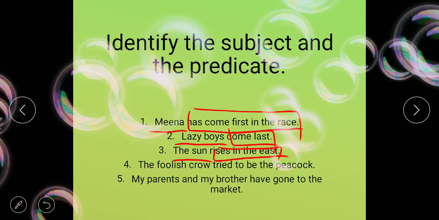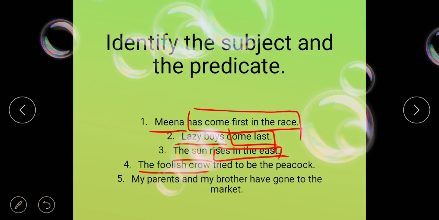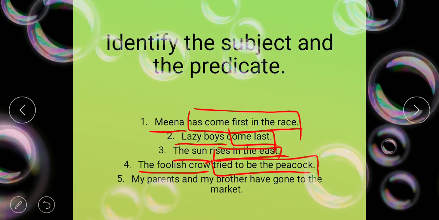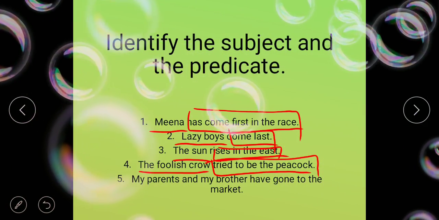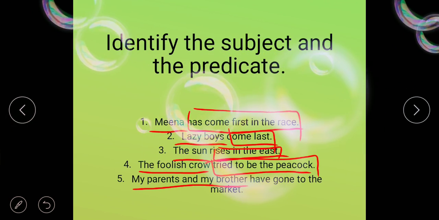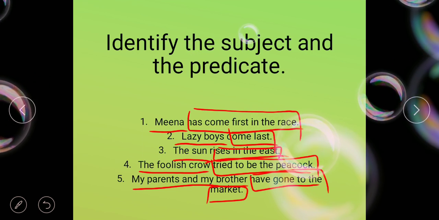The foolish crow tried to be the peacock. The foolish crow is the subject and tried to be the peacock is the predicate. My parents and my brother have gone to the market. So my parents and my brother is the subject and have gone to the market is the predicate.